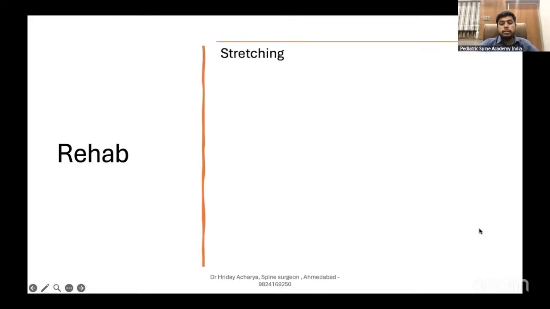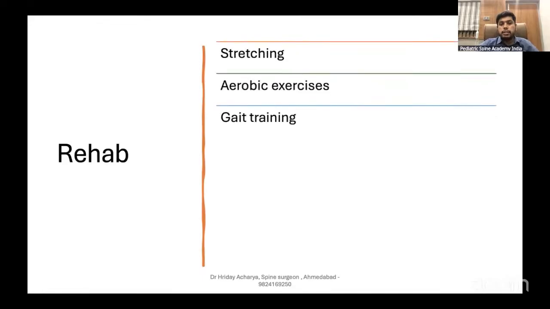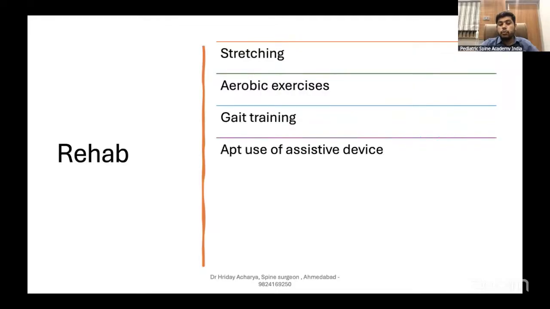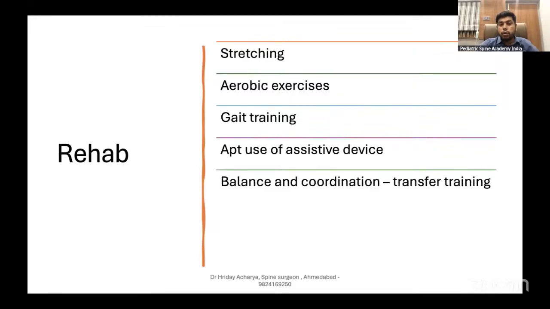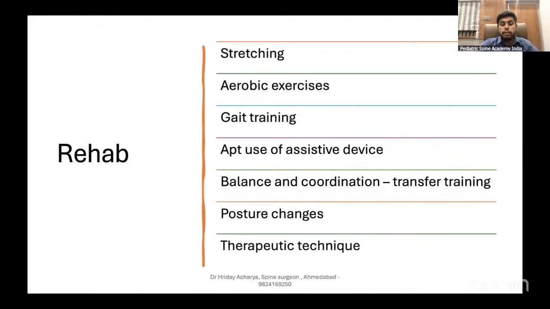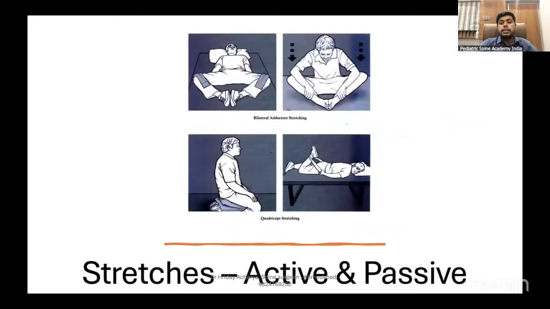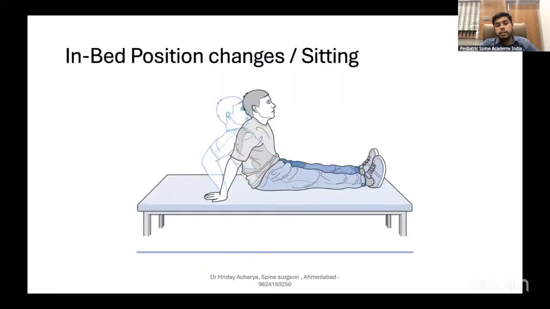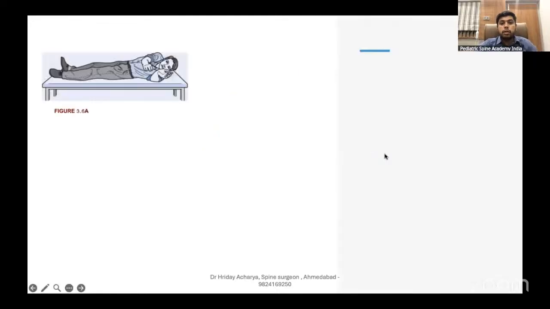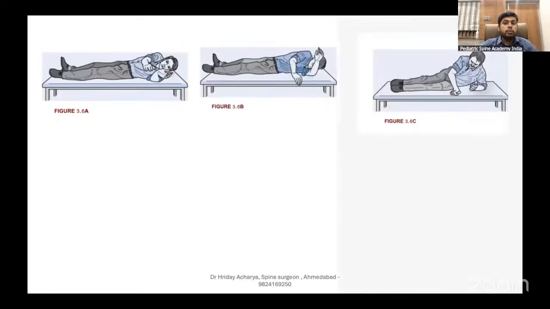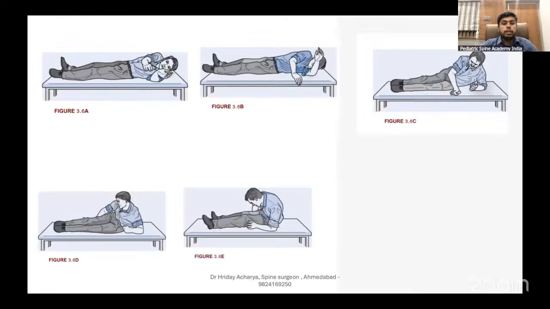Now rehabilitation includes stretching, aerobic exercises, gait training, use of assistive devices, balance and coordination, posture, and therapeutic exercises. Stretching is stretching of all muscles. All muscles that do not have strength, that are paraplegic, need passive stretching, and those muscles that have strength need active stretching. In bed mobilization, the patient needs to sit up by themselves. This is how you can tell a patient whose both legs are not moving to sit up: first tell them to turn. That's how they can get up and sit.